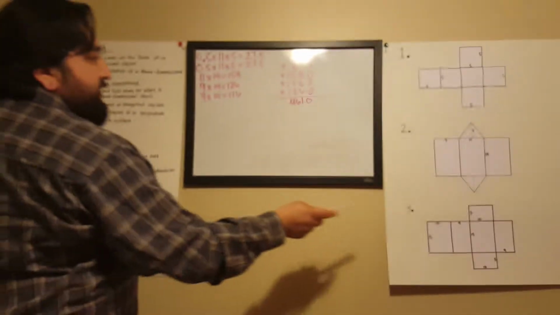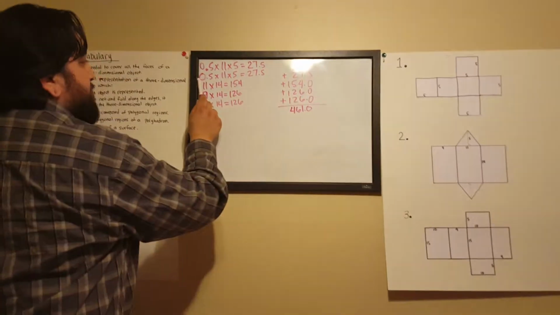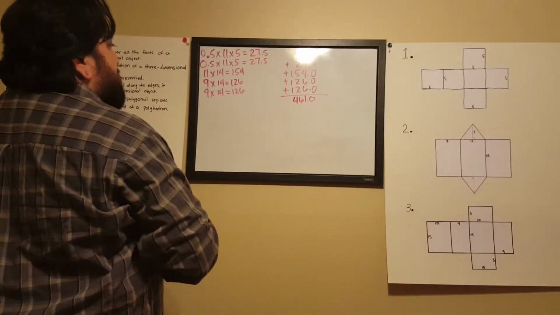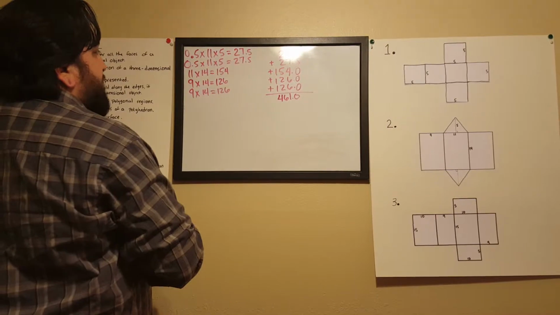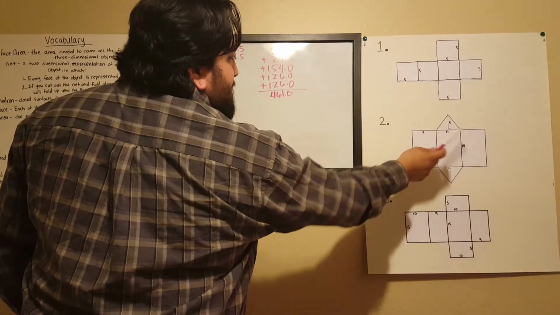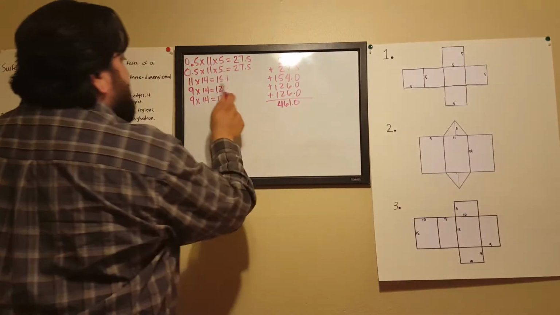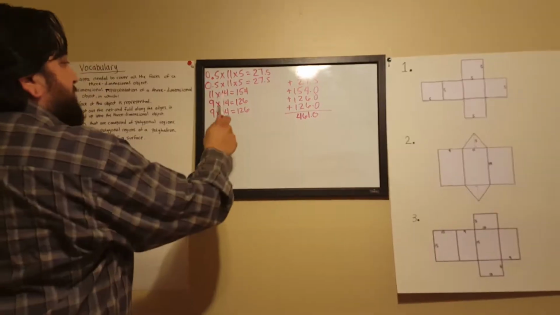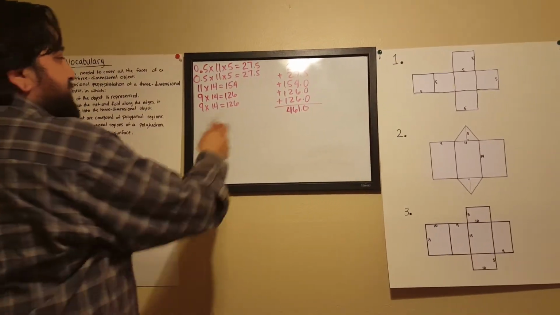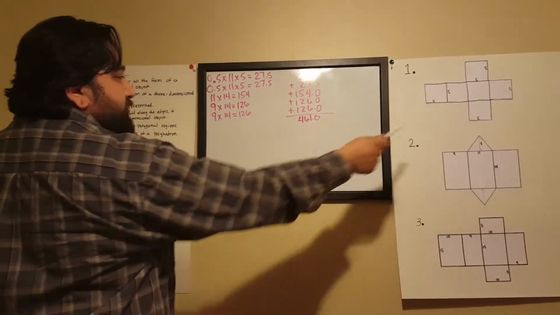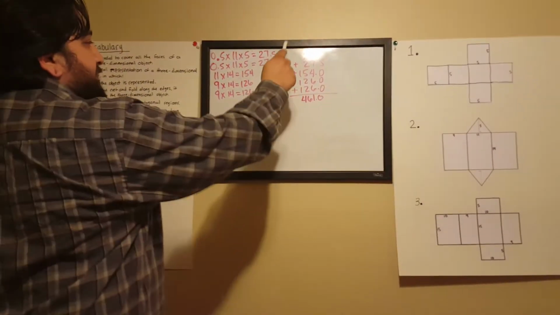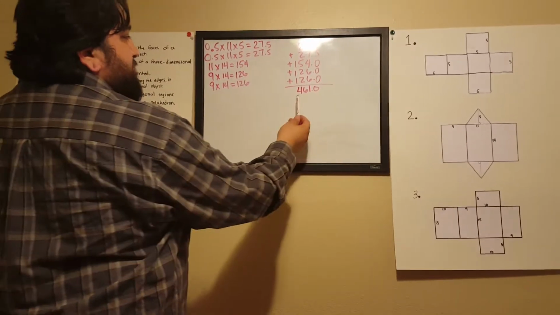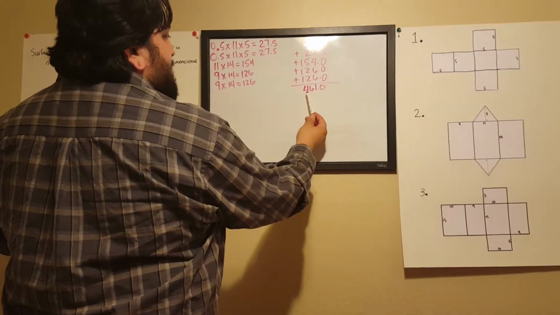Now, again, we have 2 triangles, so the same equation gives us again 27.5. The 11 times 14 gives us 154, and the two outside rectangles, 9 times 14 gives us 126, 2 times for each one, and then again adding them all together gives us the total surface area of 461.